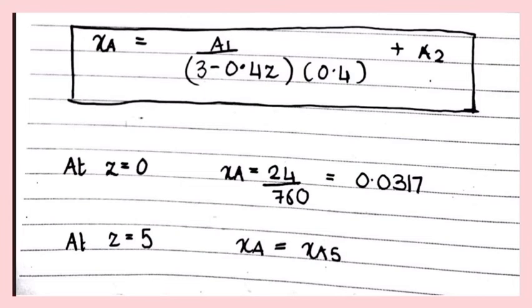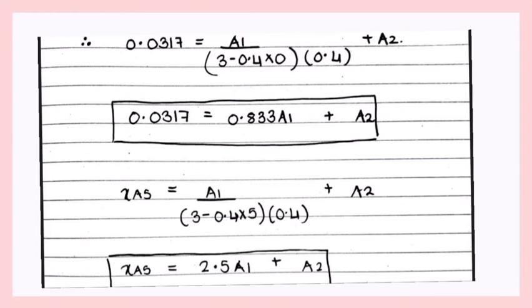Now in this equation, we are going to substitute the following conditions. At Z equals 0, which is at the interface, X_A is equal to 24 by 760. 24 is the partial pressure of chloropicrin. Partial pressure divided by total pressure gives us X_A. Now at Z equals 5, X_A equals X_A5. This is what we obtain after substitution. Let's name them equation 4 and equation 5.